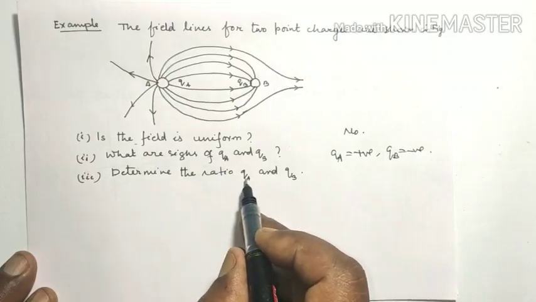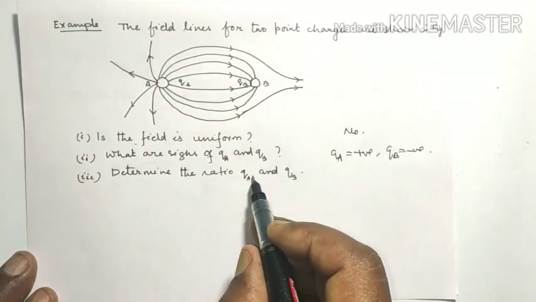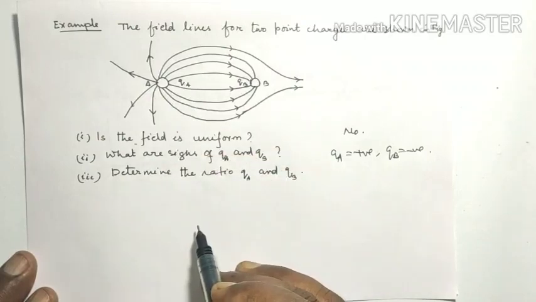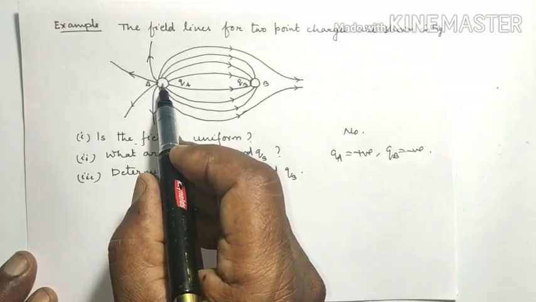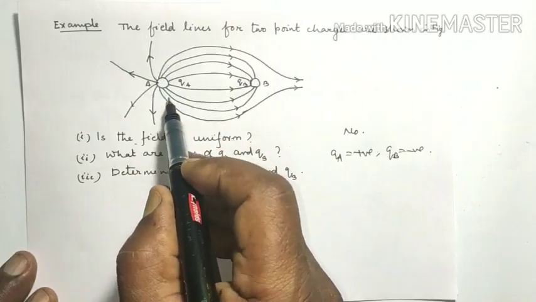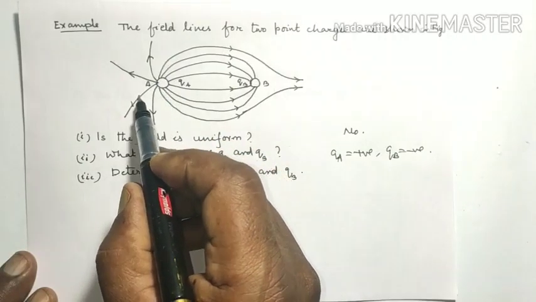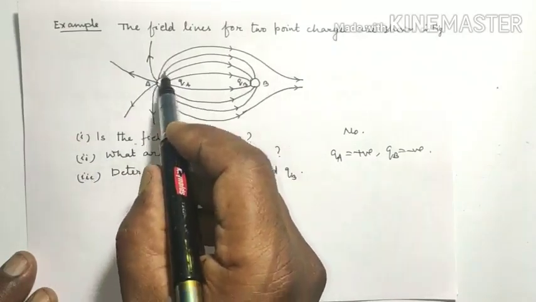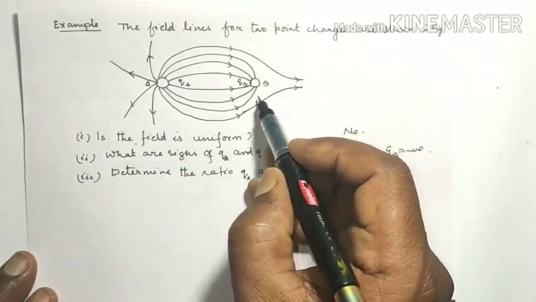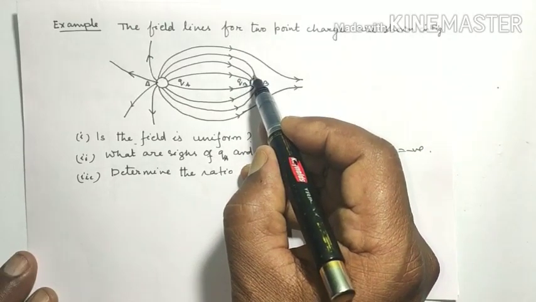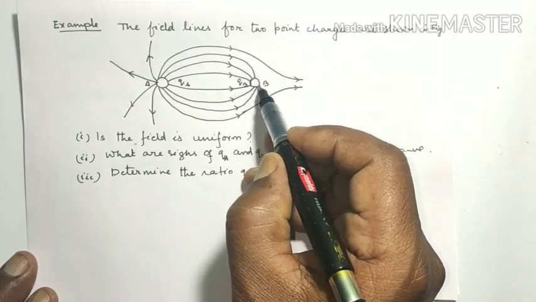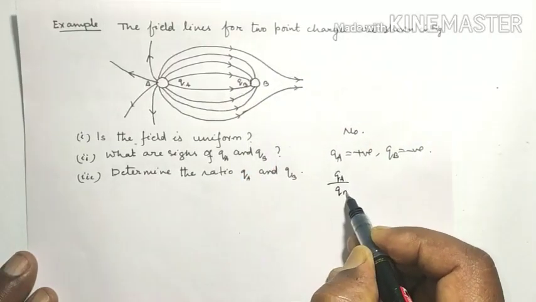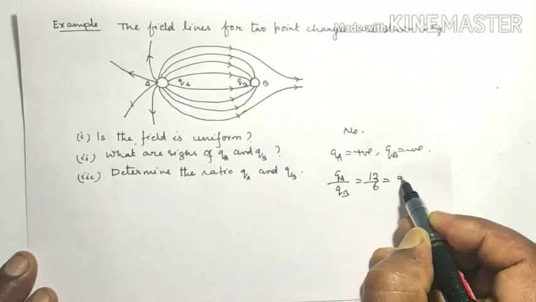Then determine the ratio of QA and QB. Charges QA and QB are related to the number of lines of force. The number of lines of force emerging from QA is 12. Count 1, 2, 3, 4, 5, 6, 7, 8, 9, 10, 11, 12. So 12 lines are emerging from QA and 6 lines meet at B. So the ratio QA by QB is 12 by 6, that is equal to 2.